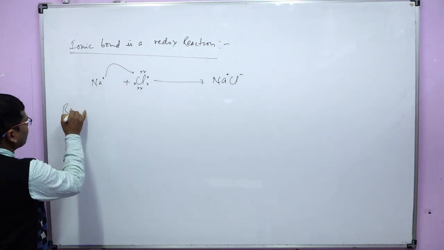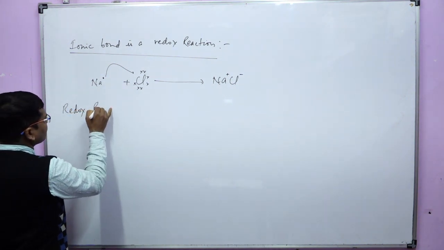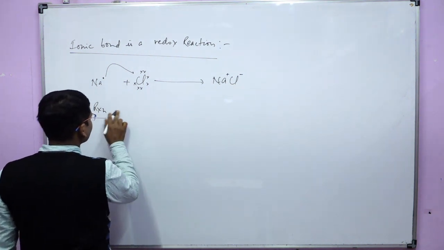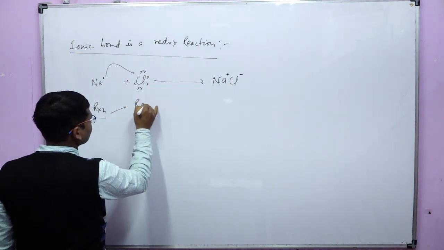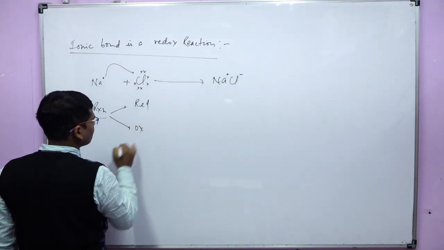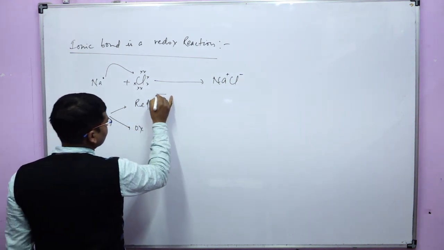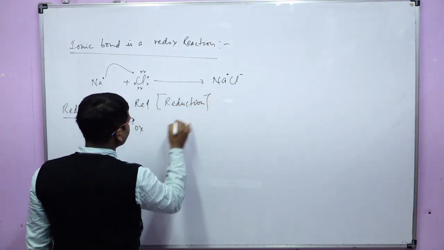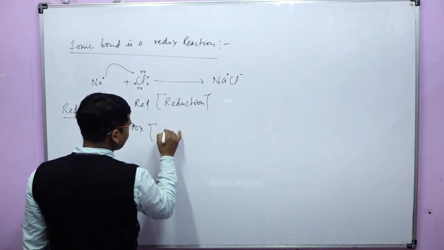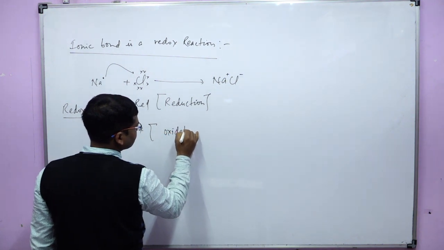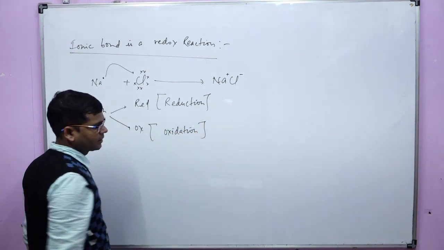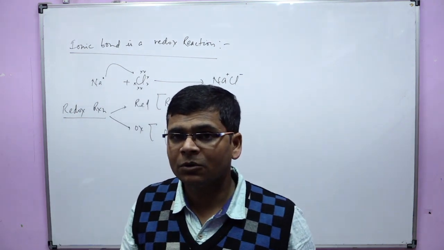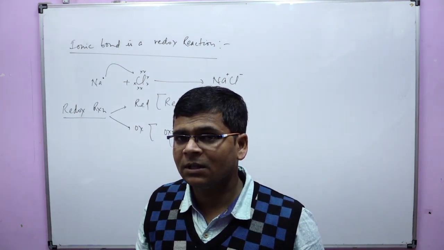First you should know what a redox reaction is. Redox means you will have red, you will have ox. In short, red means reduction, ox means oxidation. It means in the same reaction, in the same compound formation, you will find both processes taking place simultaneously.